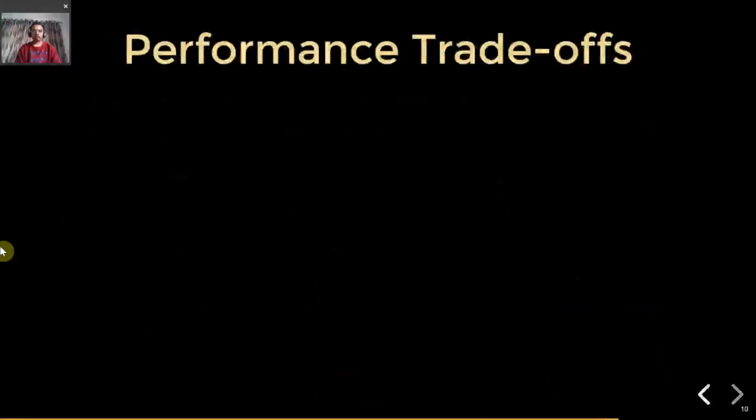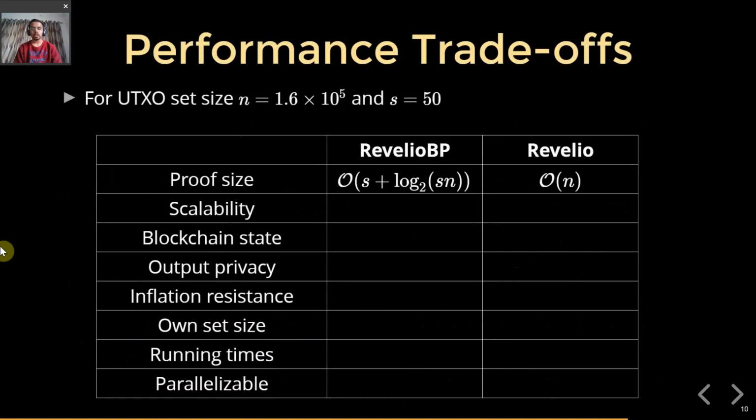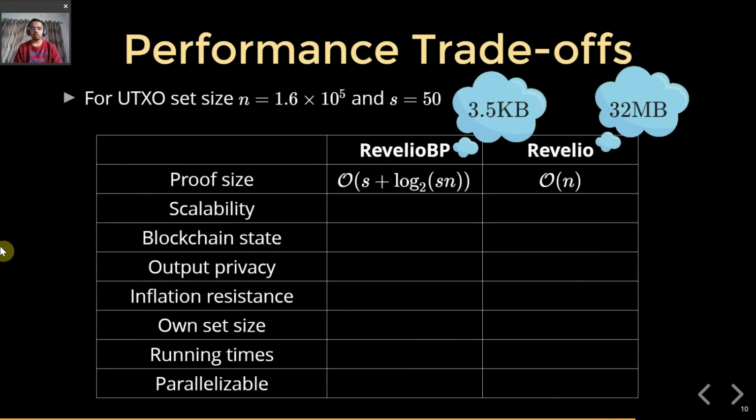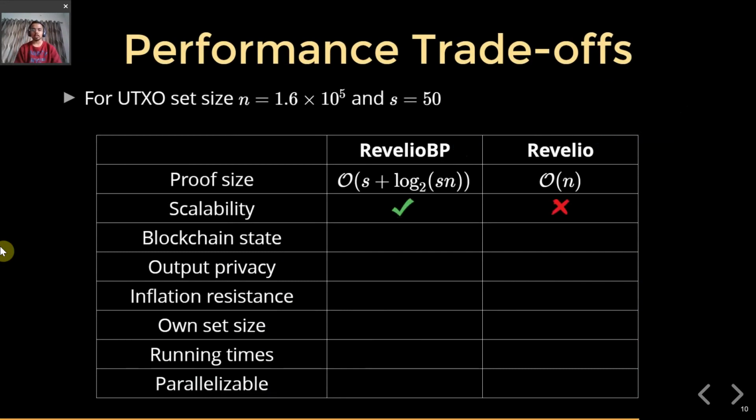Lastly, we'll talk about some performance trade-offs in using Revelio BP and Revelio. The proof size of Revelio BP scales as S plus log S times n, while that of Revelio it's order of n. For the current UTXO set of GRIN, which has the size 160,000 and S equal to 50, the proof size of Revelio BP and Revelio is around 3.5 KB and 32 MB respectively. This significant difference in the proof sizes allows for scalability in Revelio BP, and in Revelio BP we set the anonymity set as the UTXO set always.